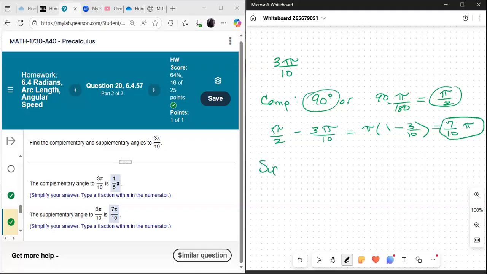To find the supplementary angle, that's 180 degrees if we're in degrees, or pi radians. So we have pi minus 3 pi over 10, which is pi times 1 minus 3/10.